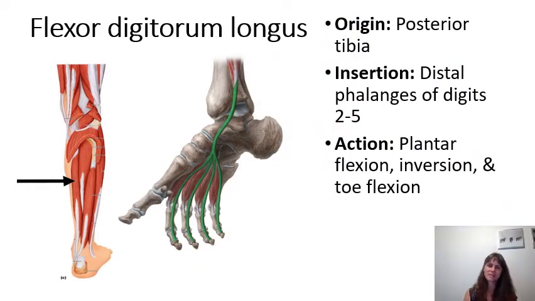Flexor digitorum longus originates on the posterior aspect of the tibia and inserts on the distal phalanges of the second through fifth digits in the foot and has the action of plantar flexion, inversion, and toe flexion. It helps people get a grip with their toes.